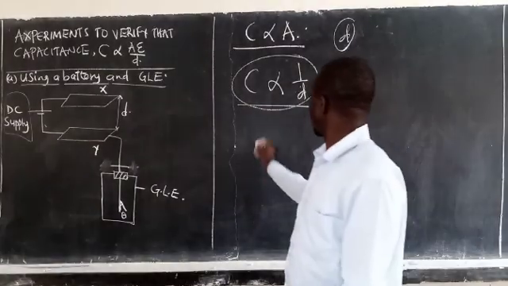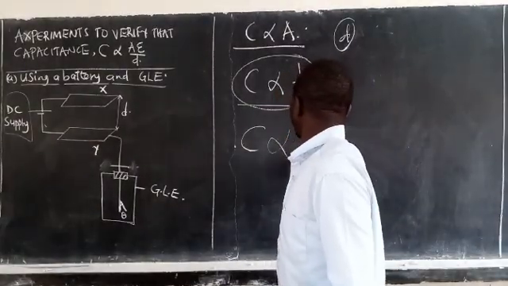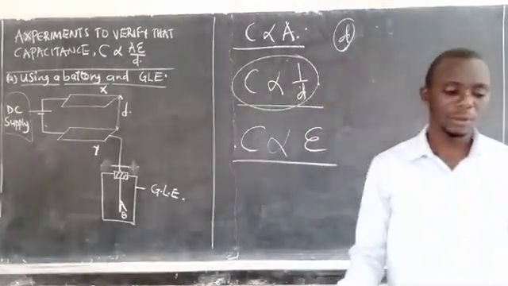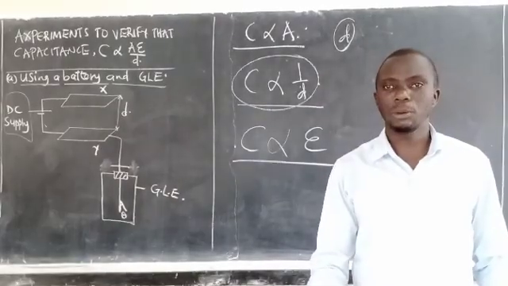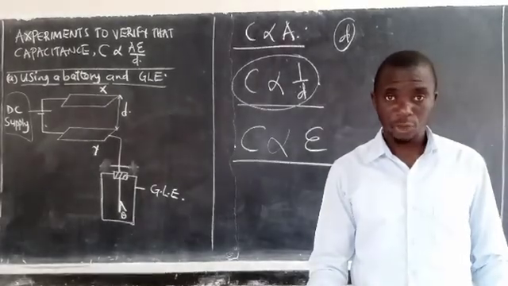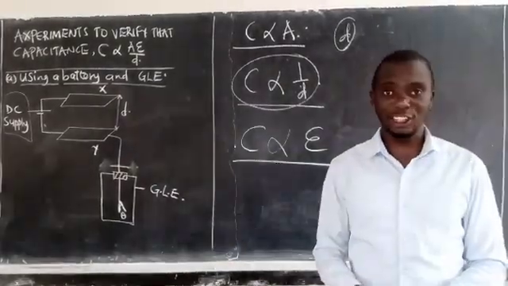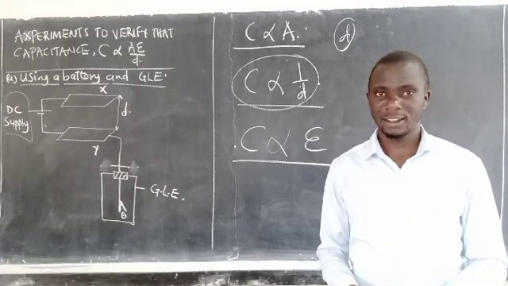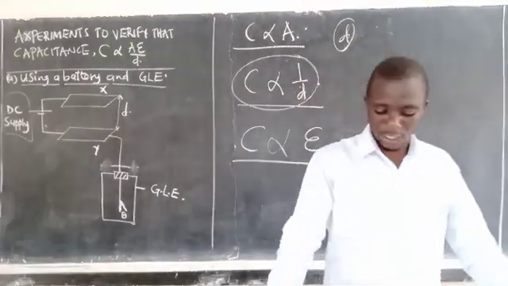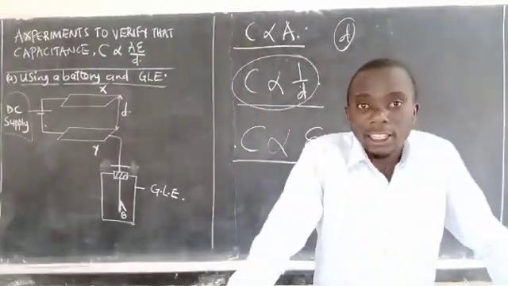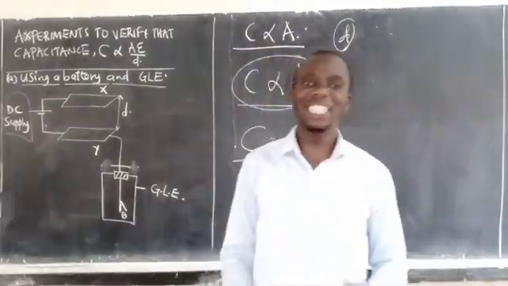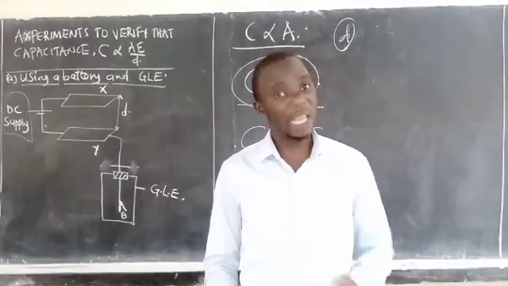Experiment number 3, to show that capacitance is proportional to epsilon. So we are keeping now the distance and the area constant. You can write: the common area A between the plates and the separation D are kept constant throughout the experiment.